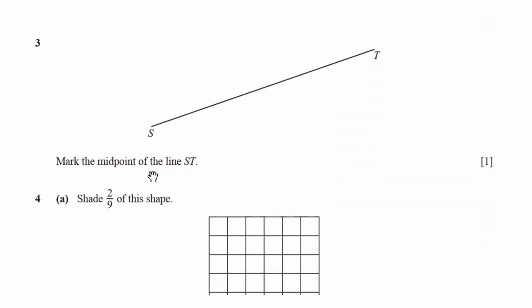Question 3 says, mark the midpoint of the line ST. So to mark the midpoint of the line ST, what you'll do is you'll measure the line ST. Whatever the length of ST is, you will halve it. And the place where half of the length comes from point S, that's your midpoint. So approximately this will be your midpoint. But do measure the line and then figure out where half of the length comes.